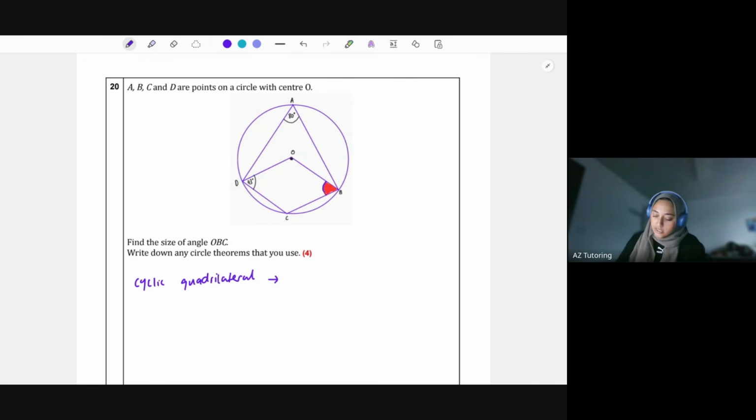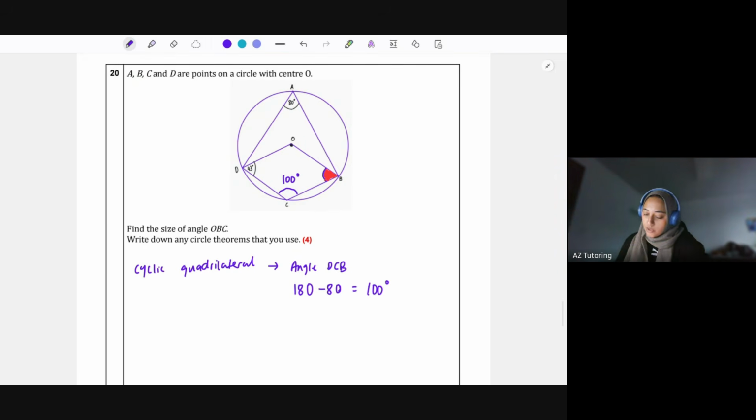So in this case, 80, and this one here would add up to 180. So to find out angle DCB, I'm going to do 180 minus 80, which just gives me 100 degrees. So I'm going to label it on the diagram as well so I can see it along the way. So that's 100 degrees right there. Okay, so that's the first theorem we've used.